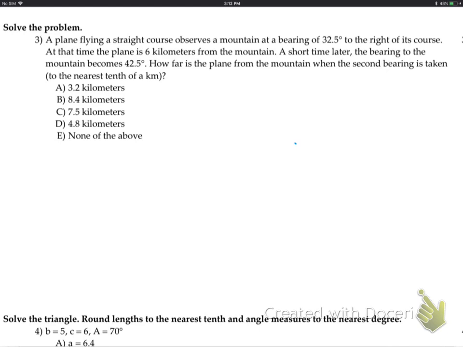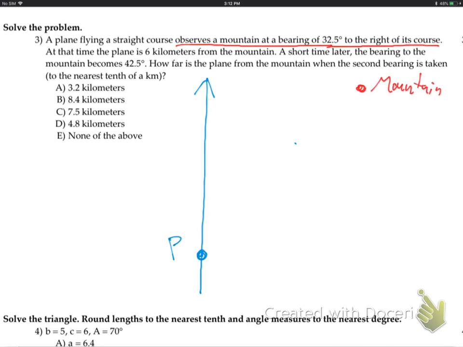So I'm going to draw this plane going straight here. Let's say this is the plane right there. Let's say he's headed straight north, whichever direction, doesn't matter. And then it says he observes a mountain at a bearing of 32.5 degrees to the right of its course. So that means there's this mountain, and the person is on his course, and he looks to the right of his course, right?